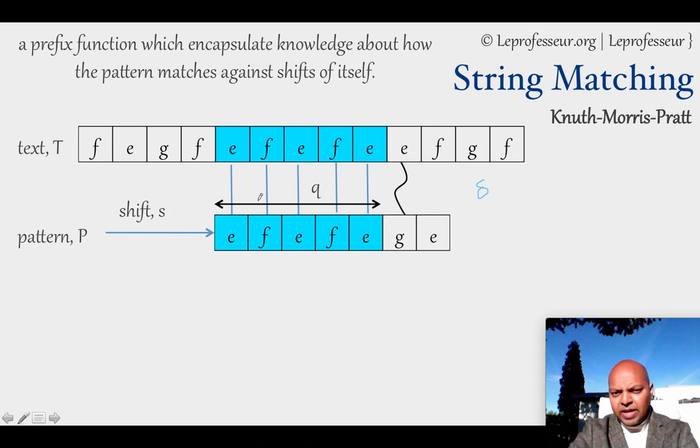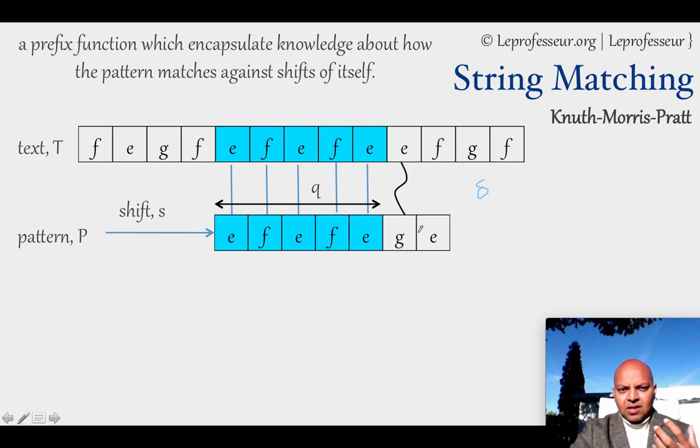But what if we know the information that up to Q number of characters it does match? We already know that information, and if somehow we can store it or make use of it, then we know that up to these many characters my pattern is going to match with the text, and I only have to compare G and E and see whether these two characters match or not. So I can reduce the comparisons significantly.